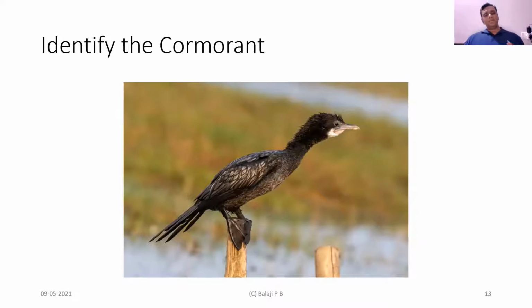Identify this cormorant. Little cormorant. Small. Little cormorant, right? Yeah, it is a little cormorant. The bill is relatively short in proportion to the head. It has a rectangular head and a relatively longer tail, and the eyes are dark. So these are the identification pointers. This happens to be a juvenile little cormorant.